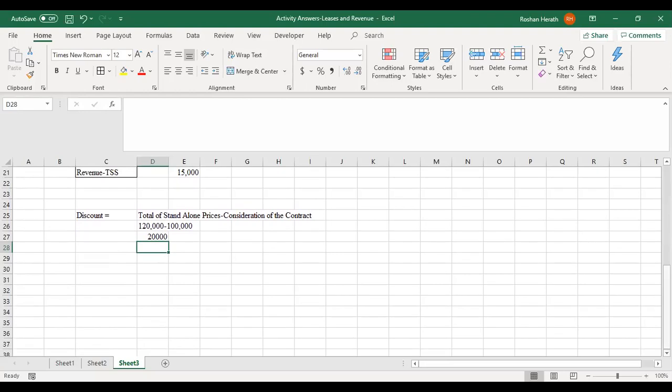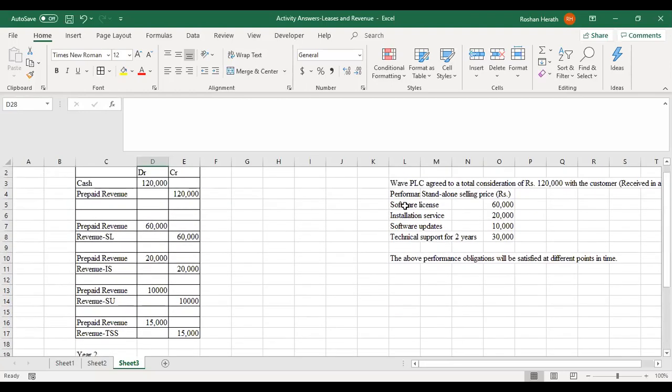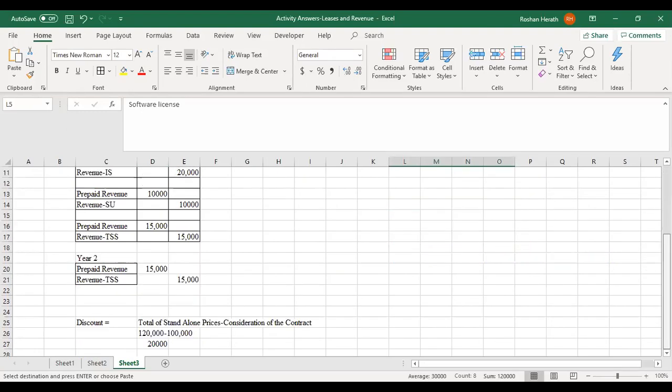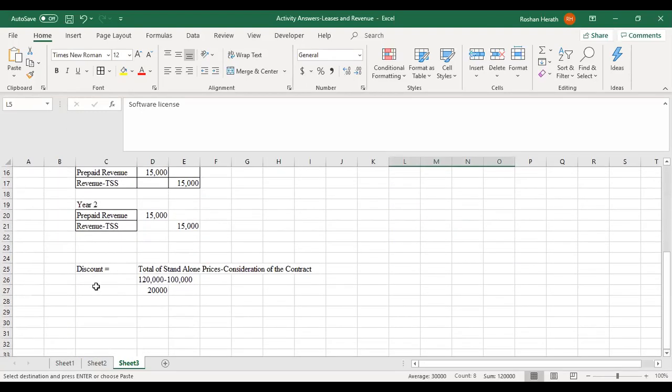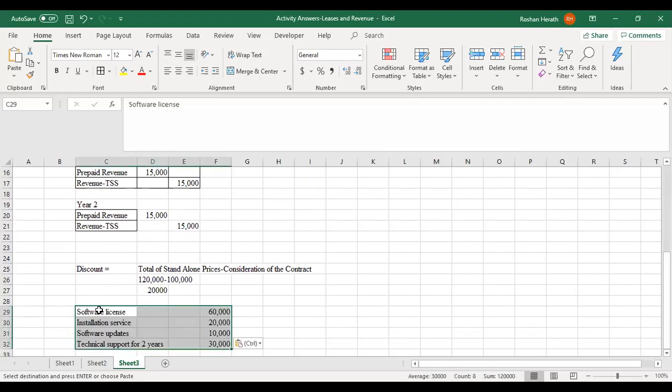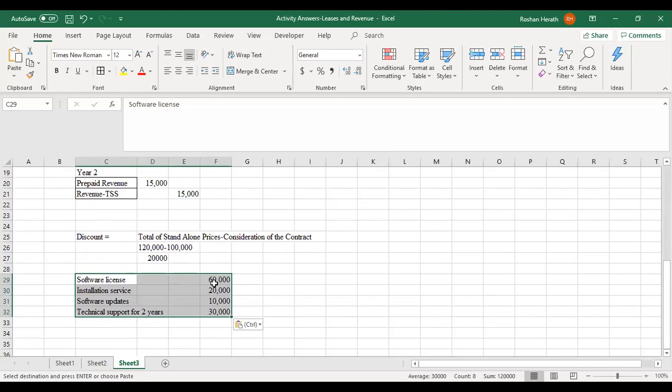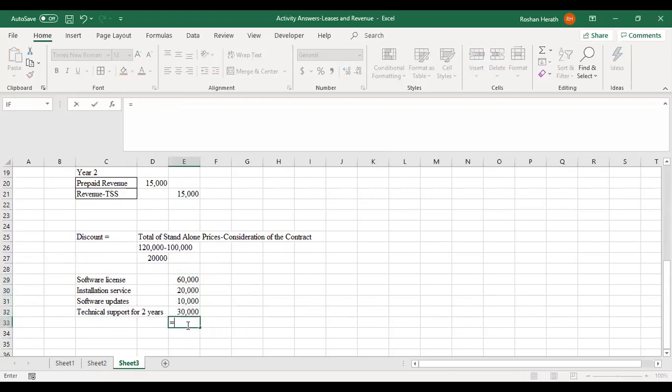Then what you need to do is allocate that among the individual performance obligations, because you cannot take the standalone prices for the revenue recognition, since that is clearly 120,000. All that you receive is 100,000. So therefore, 100,000 is what you should allocate among the individual performance obligations. So how do you allocate that?